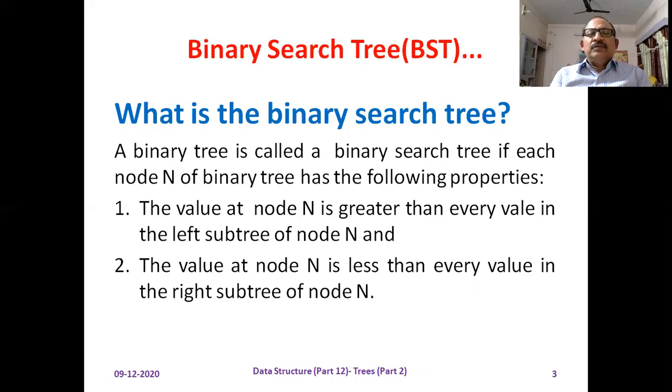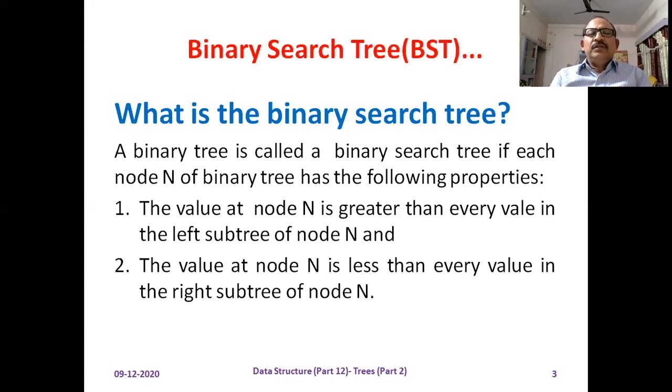Binary search tree is one of the important data structures in computer science. It is also called an ordered binary tree or sorted binary tree. The in-order traversal of a binary search tree gives a sorted list.